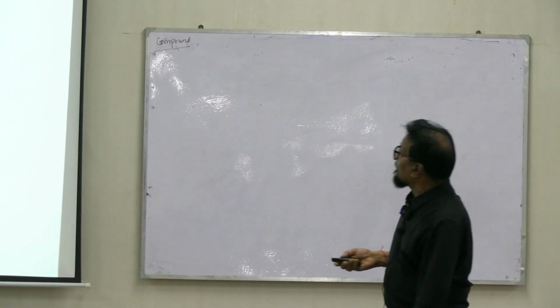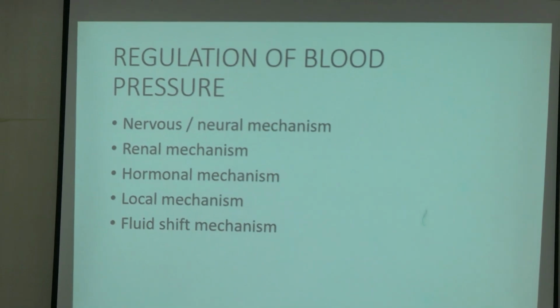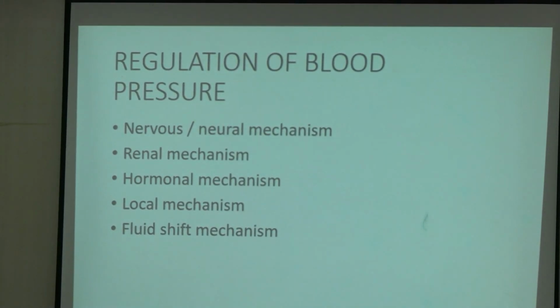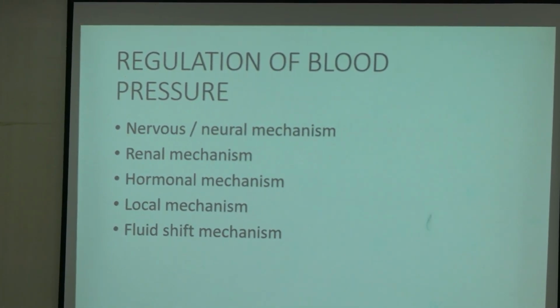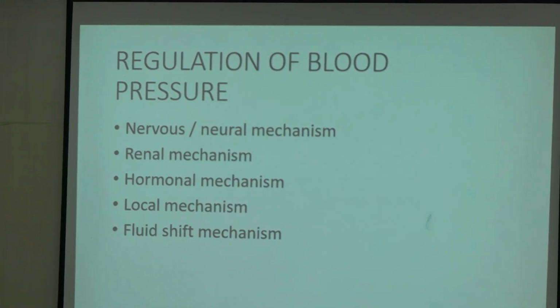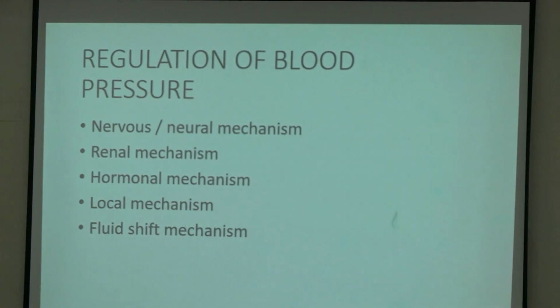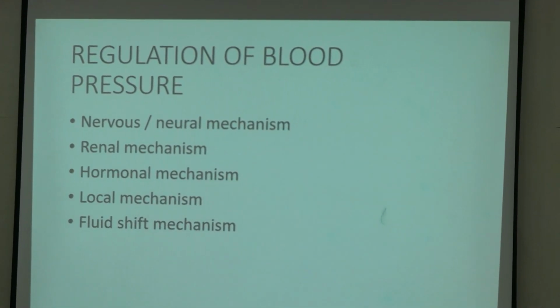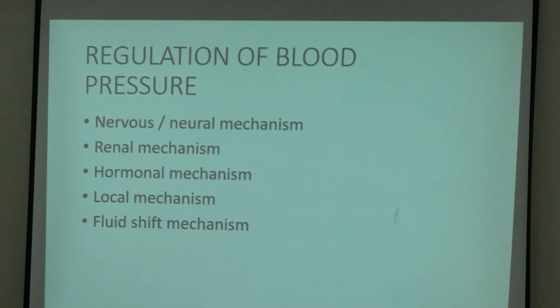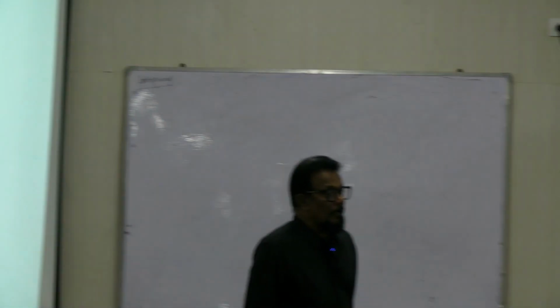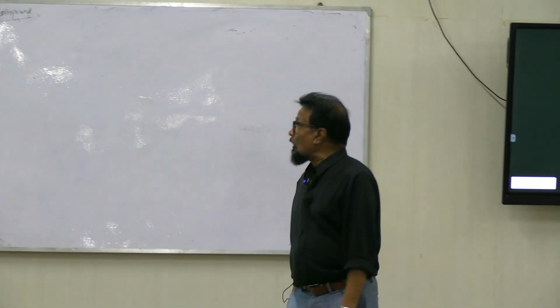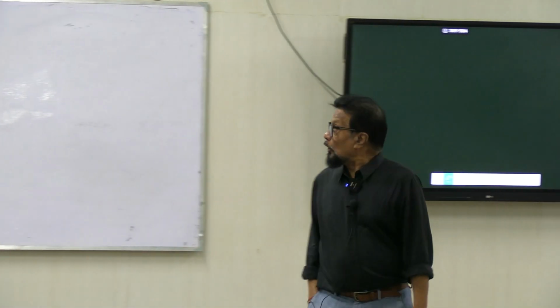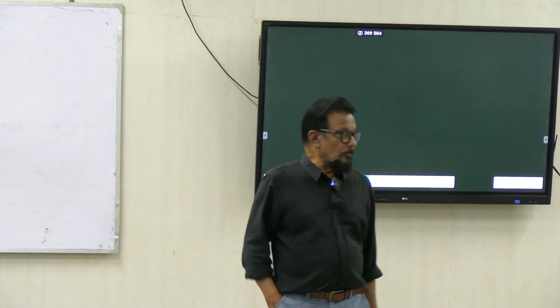Now the regulation, a very important part. I will try to cover it in 30 minutes. So what are these regulatory mechanisms? There are 4 mechanisms, and I have added another mechanism, the last one, the fluid shift mechanism. The initial 4 mechanisms are the nervous or neural mechanism, the renal mechanism, the hormonal mechanism, and the local mechanism.